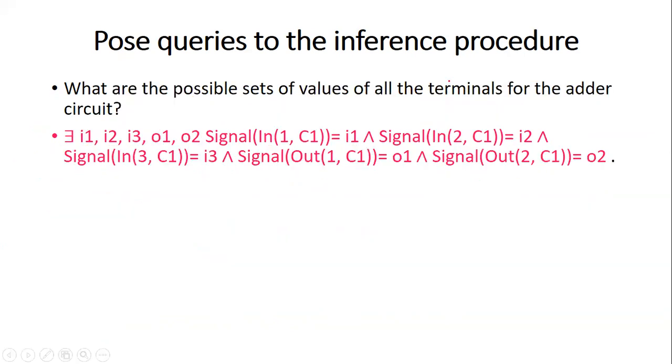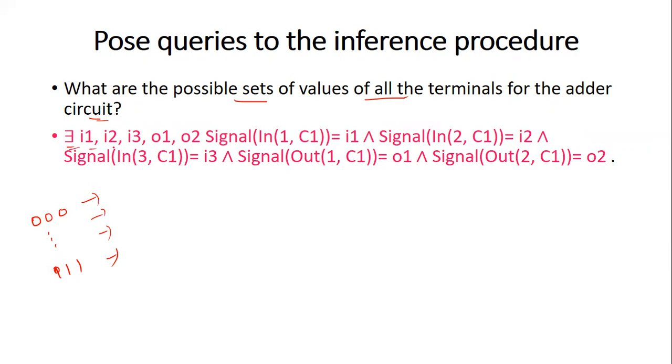Right. Similarly, here is another query. What are the possible set of values for all the terminals for the adder circuit? That is, what are the different possible values the circuit can produce? Basically it can take 8 different inputs. So for each of the inputs, what are the different outputs? That is the question. So how can we represent that in first order logic?